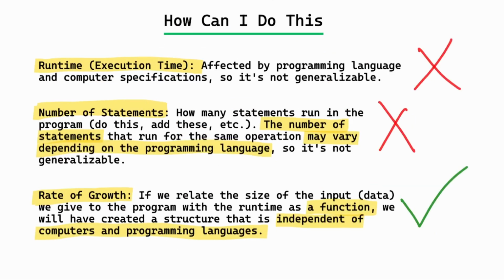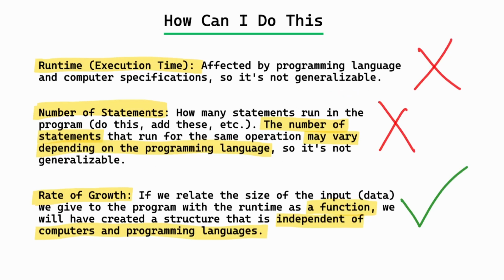Okay, so now let's talk about how we can do this. Now, we have some candidates here, such as runtime, the execution time. That is what we just talked about. It is affected by the programming language that you may use or the computer you have. The better the computer, the faster it will run. So it is not generalizable. That means that this is not a good candidate.